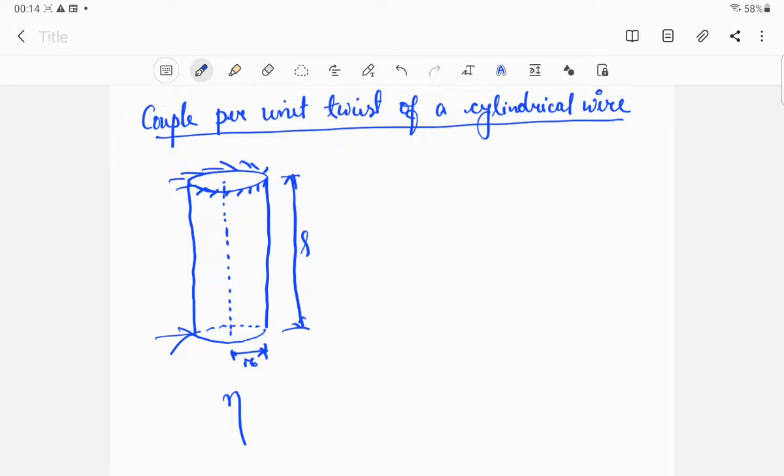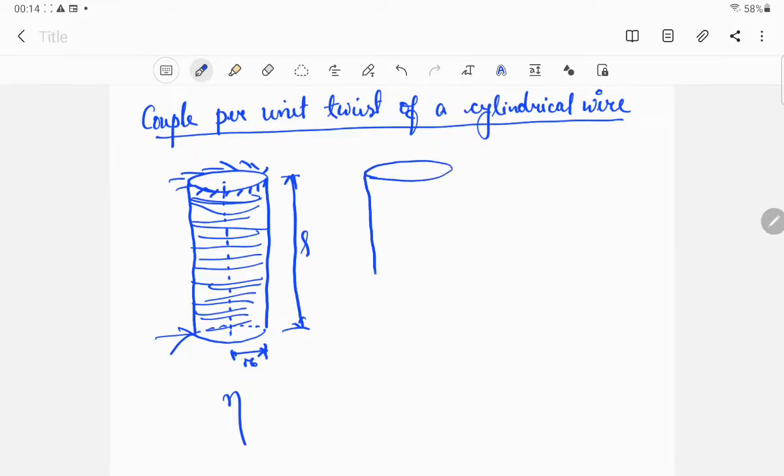So to derive the expression for couple per unit twist for this cylindrical wire, we will have to consider that this is basically a solid cylinder. Inside this solid cylinder we will imagine another cylinder, a coaxial cylinder, and the axis will remain the same. Fine, and we are going to imagine another coaxial cylinder like this.